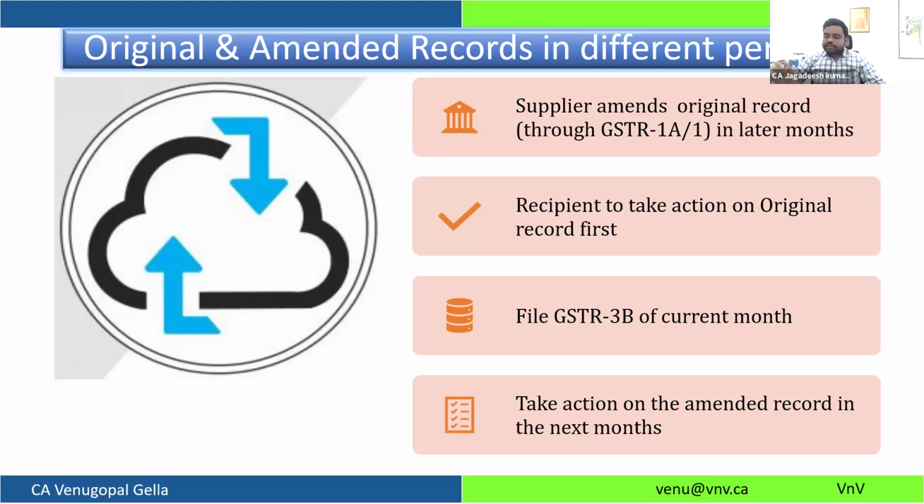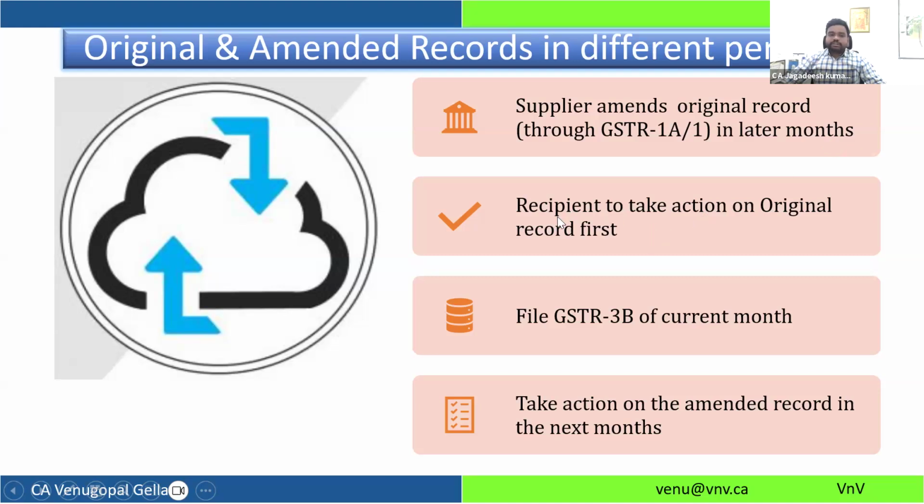Coming to the case where the original invoice is in the current month, but my supplier has amended that invoice in a subsequent period. Let's say for the December month he has uploaded it, but in the January month he has amended it. We'll see how the portal will react to it. So the supplier amends the original record in the later months.